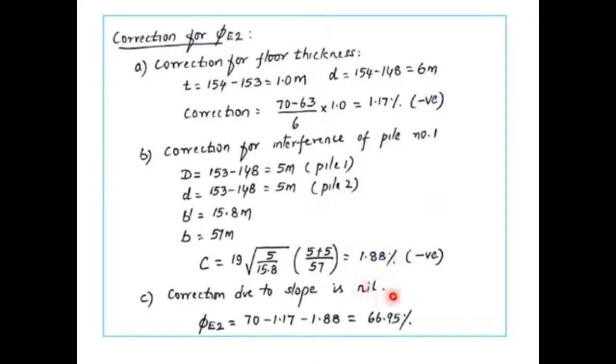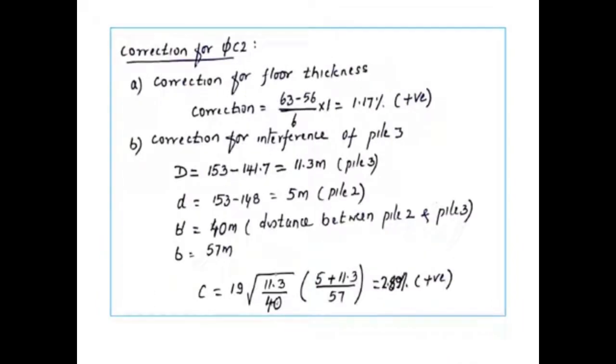So the correction due to slope is nil again. So now for E2 we have to apply the corrections. It is 70 for floor thickness, which has to be deducted. Again, for the interference it has to be deducted, which is 66.95. Similarly, for the right side of the pile, or intermediate pile, for C2 we have to apply the corrections.